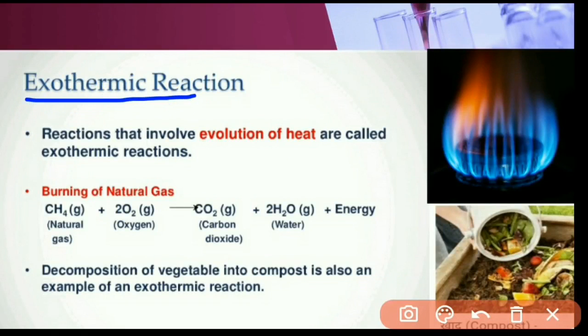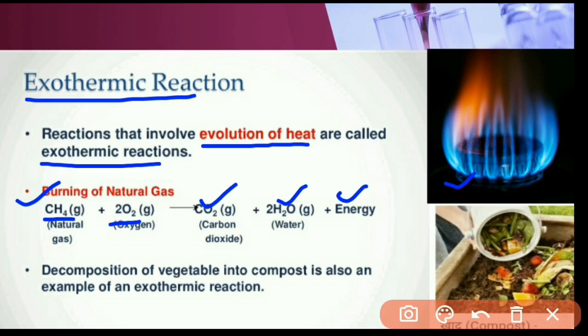Exothermic reaction. The reactions that involve the evolution of heat are called exothermic reactions. For example, burning of gas produces heat energy. See it in chemical equation form: methane, natural gas, when combined with oxygen in the process of burning, produces carbon dioxide, water vapor and heat energy.